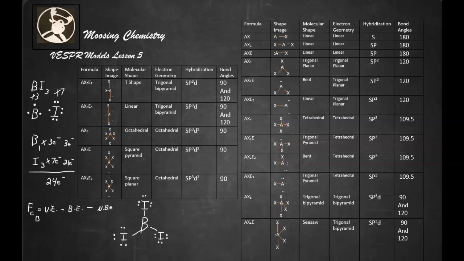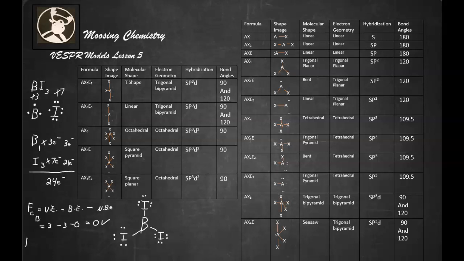So now, let's see what we've got here. Boron came in with 3 valence electrons. Bonding electrons, we have 3 bonding pairs. And we have 0 non-bonding electrons. So that gives me 0. And that's a very good sign that we did it right.